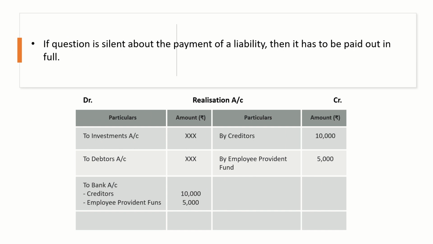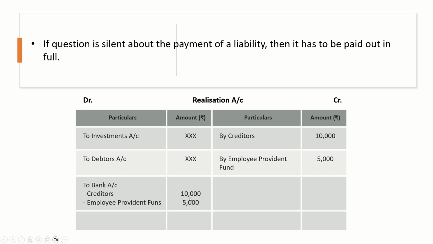Next, if the question is silent about payment of liability, then it has to be paid out in full. And this is a portion where most of the students tend to forget. Suppose you have creditors 10,000 and you have employees provident fund 5,000. And if the question hasn't mentioned anything, these two items you have picked up from the balance sheet, liability side. You have transferred them to realization account. But now the question is silent, has not mentioned anything about them, then you have to pick them up and pay them off in full at their book value to bank account, creditors, and employees provident fund.